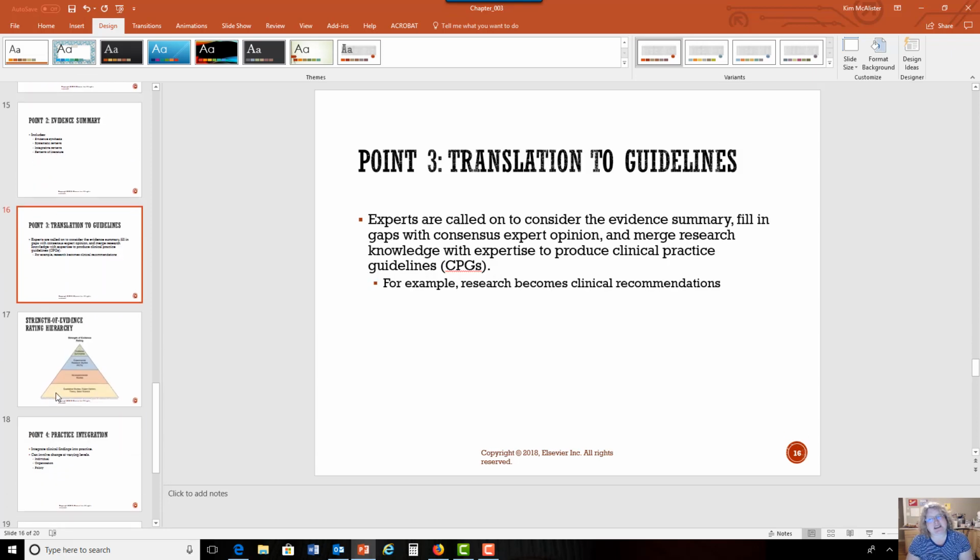And then the translation comes when you have experts pulled together to go through all of the evidence summary. And then there are gaps. We can't research absolutely everything. And so we rely on knowledge and experience and experts to give their opinions and start to put all of this together.